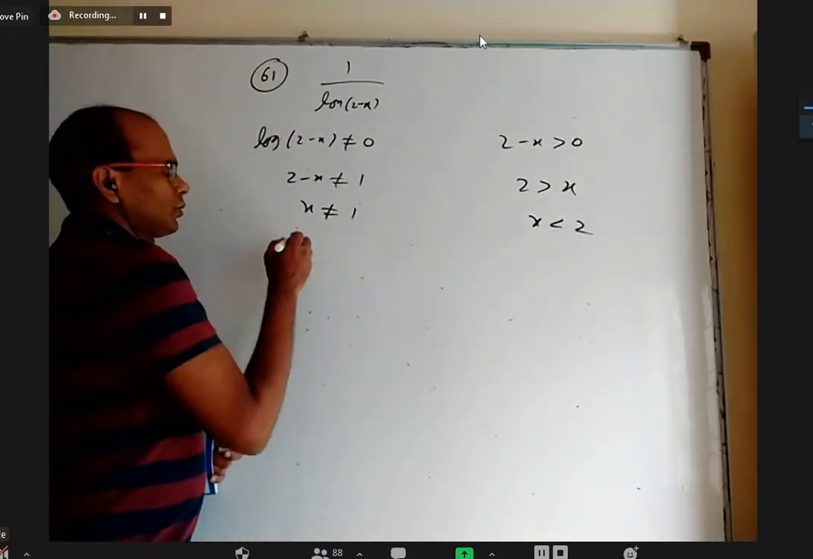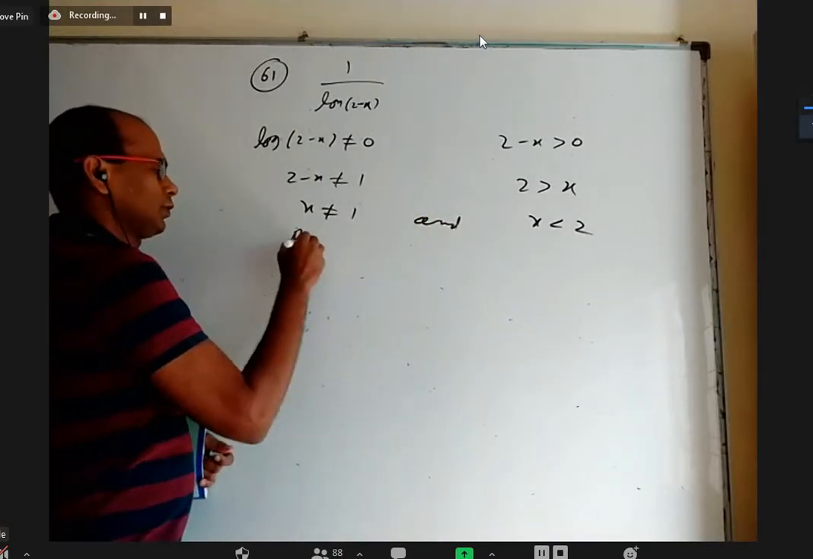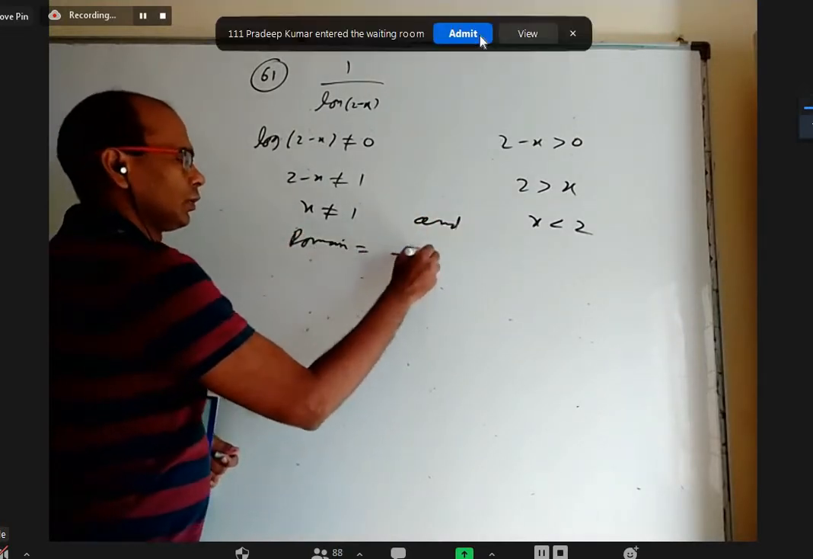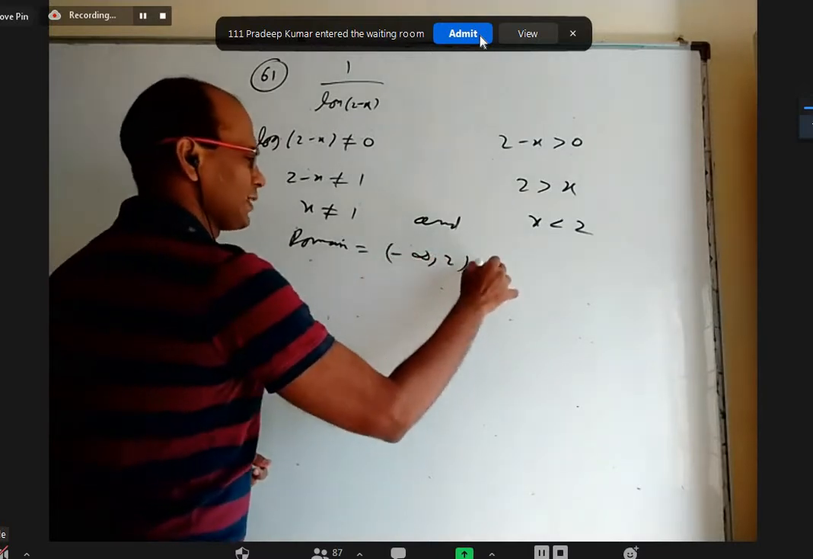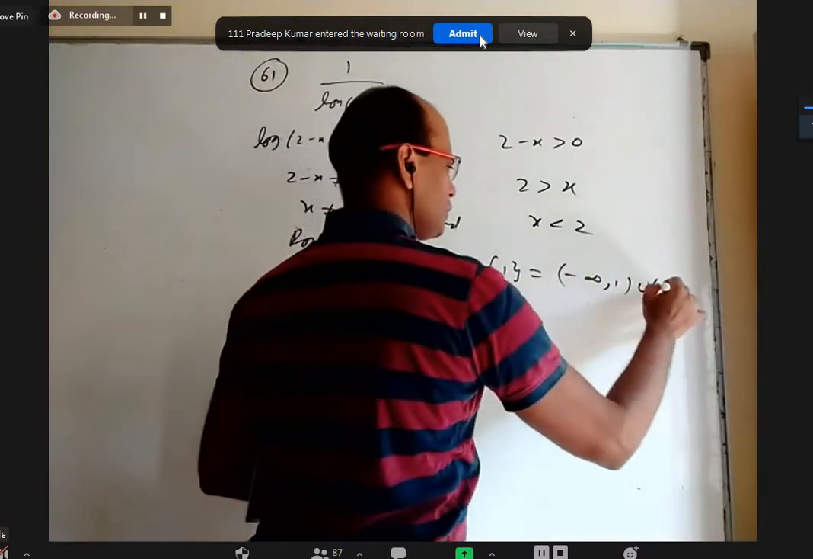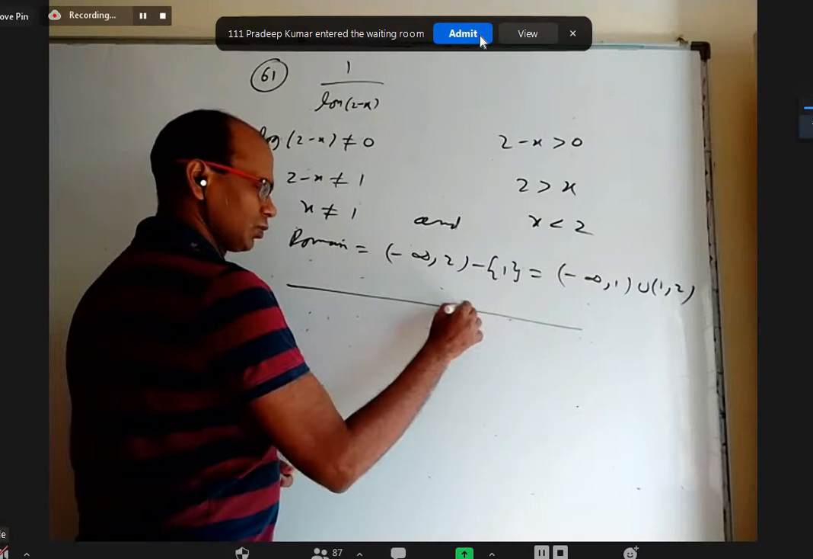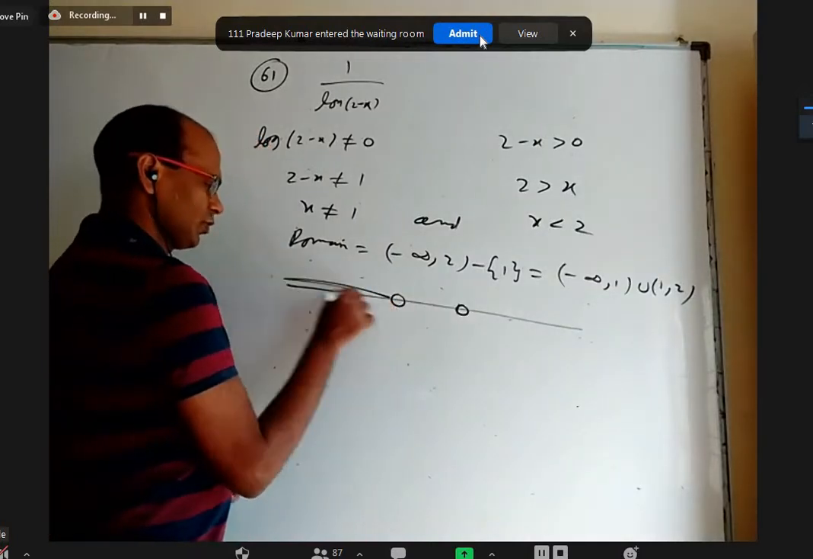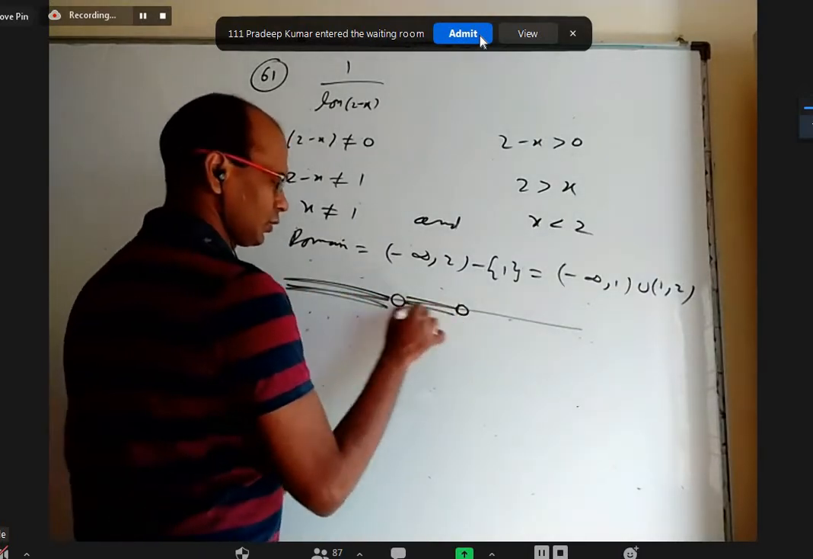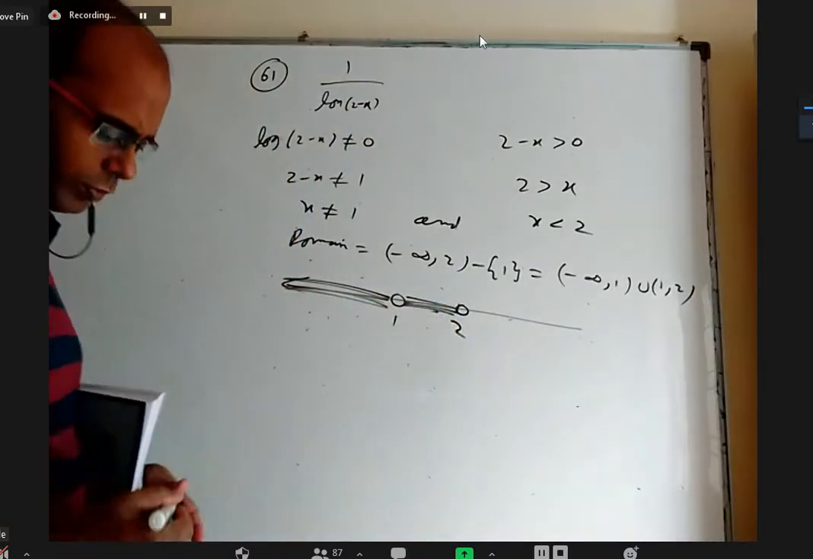That's it. So you can write domain equal to minus infinity to 2 except 1, or minus infinity to 1 union 1 to 2. On the number line, 2 is there, 1 is there. Everything before 1, between 1 and 2. Okay, this whole thing is what we want.